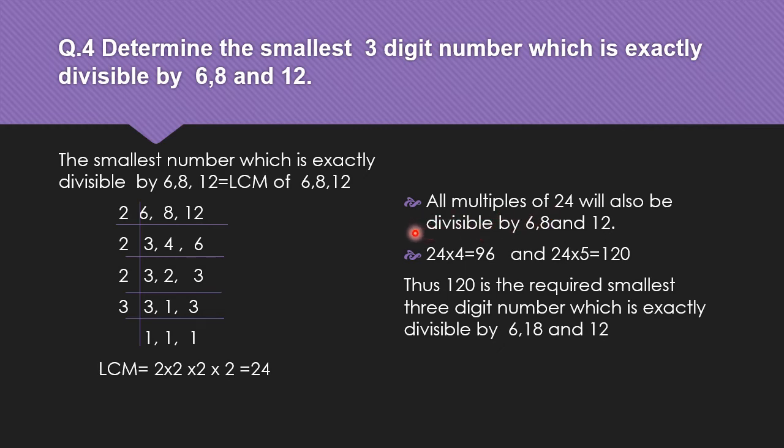So find out the multiples of 24. Now we can find out that 24 multiplied by 4 is equal to 96 and 24 multiplied by 5 is equal to 120. In the question, the smallest 3-digit number is asked. Thus, 120 is the required smallest 3-digit number which is exactly divisible by 6, 8 and 12.